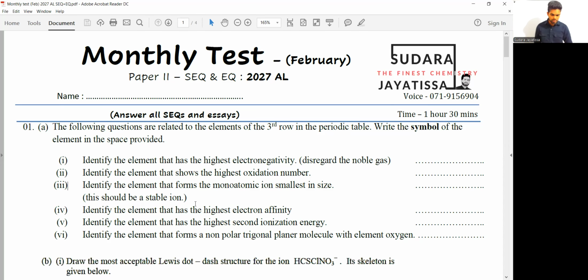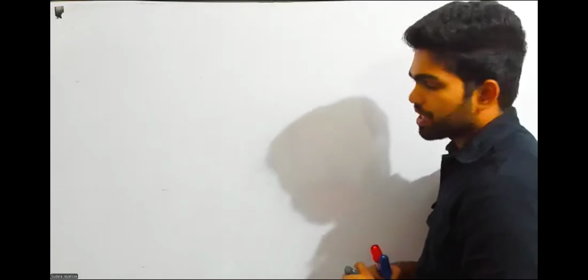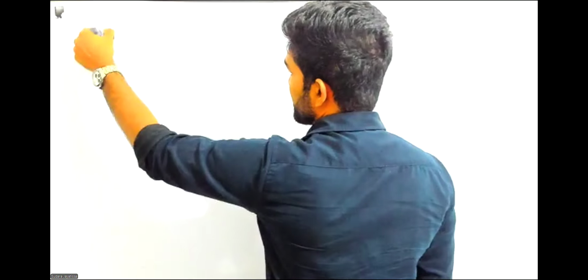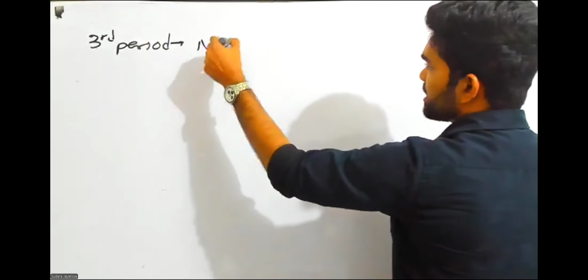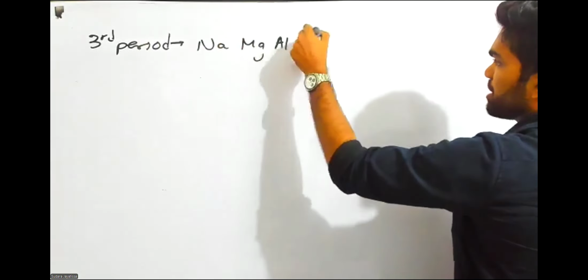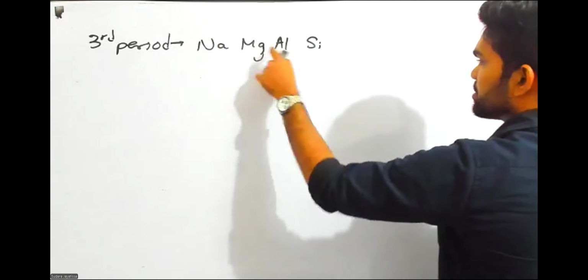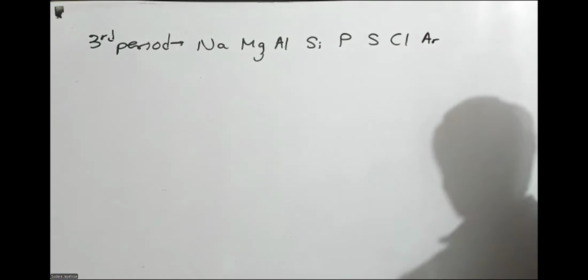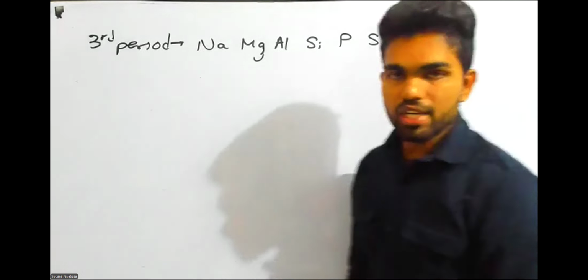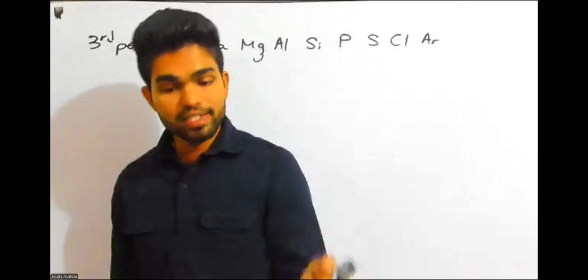The first one asks: identify the element that has the highest electronegativity, and they're asking to disregard noble gases. First of all, we will take third row elements. In the third period, what are the elements you have? Starting from sodium, you have magnesium, aluminium, silicon, phosphorus, sulfur, chlorine, and argon. These are the 8 elements you have in the third period.